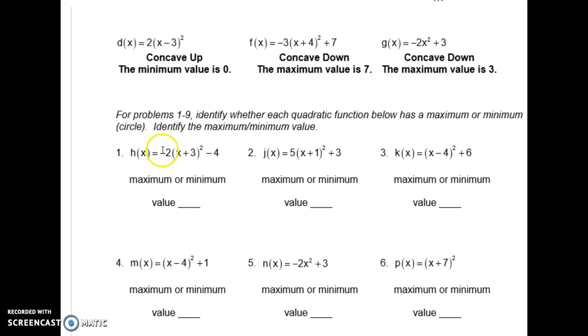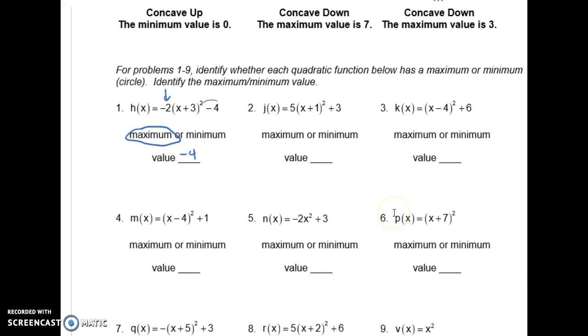So on this first one, we have -2 times the quantity x plus 3 squared minus 4. Because it's -2, that means it's concave down, so it has a max. And that max is the value right here, -4. Number 6, we don't have anything written in front of the parentheses, so my assumption is that's a 1. And so that's concave up, a minimum. We have nothing written after the parentheses, so that's assumed to be a plus 0. And so that would be my minimum value.